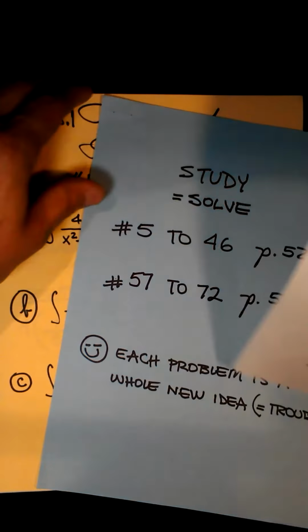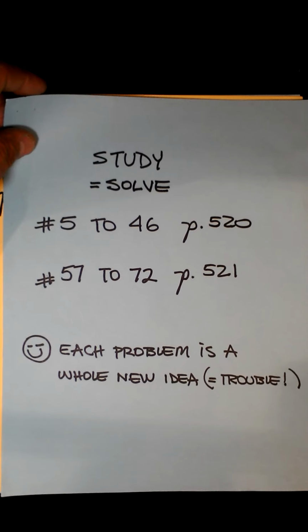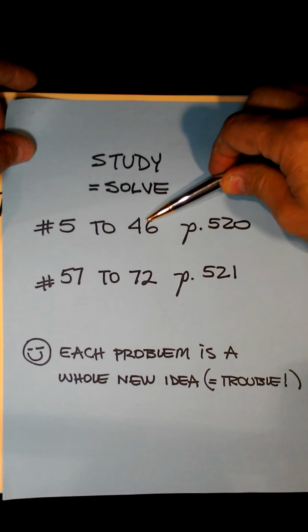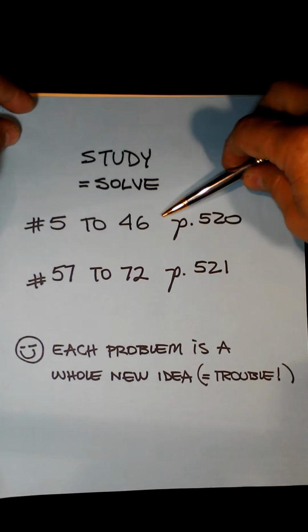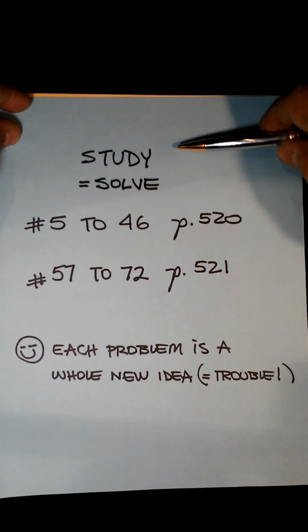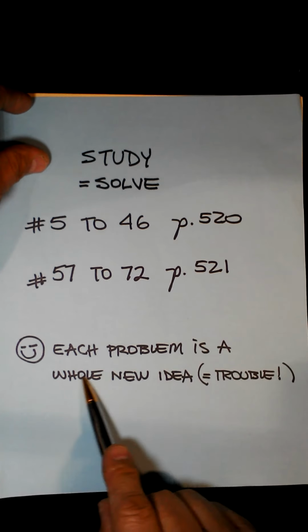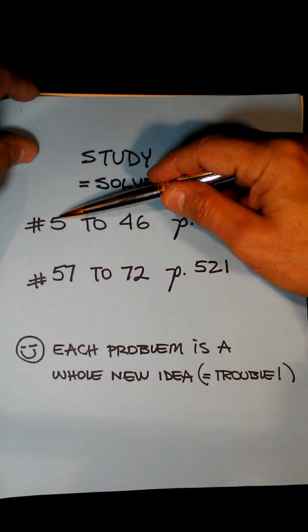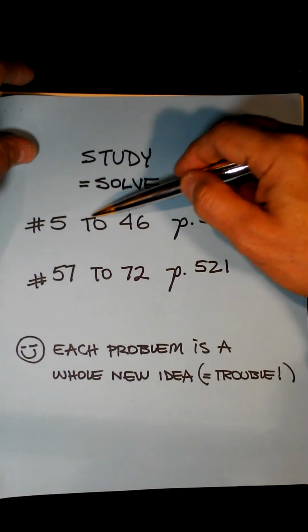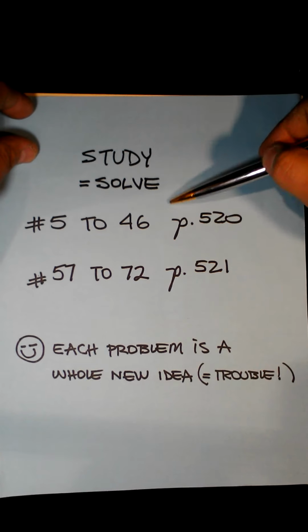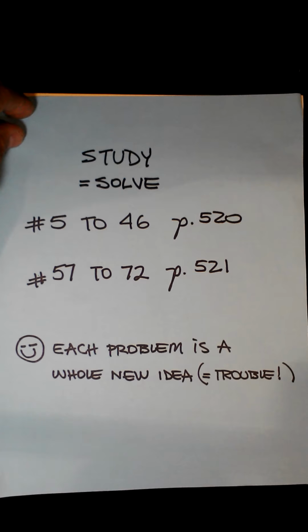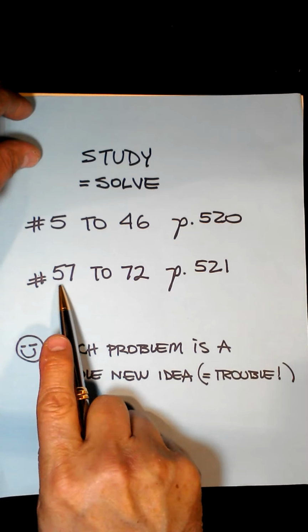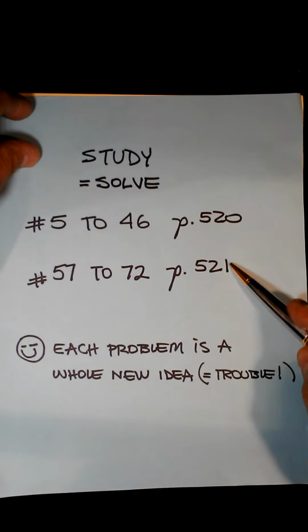So let's look at what problems we're going to study. You must study 5 to 46, and it's not just solving a few. You must solve all, because every problem is a different trick. If you learned a trick on a few problems, there are more tricks on the other problems. So every problem presents a different scenario. And then 57 to 72, same idea.